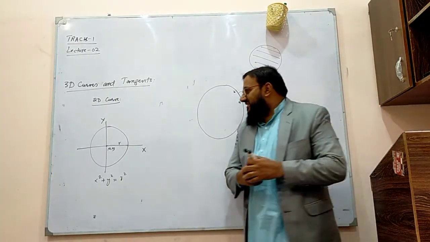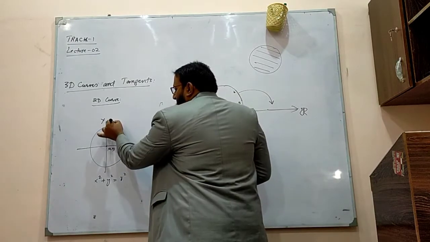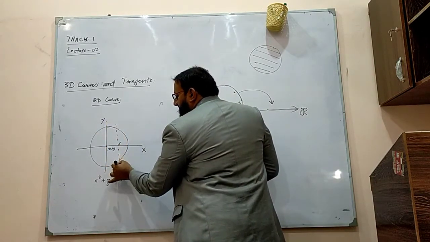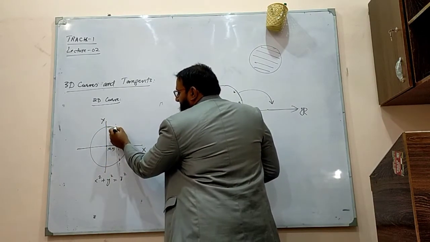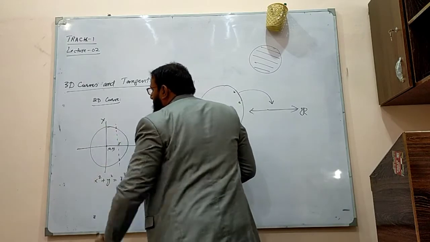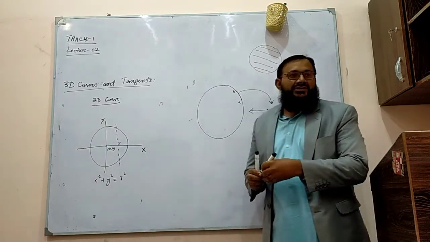When we see a vertical line, we apply the vertical line test. It cuts this particular curve at 2 points, hence it is not a function.